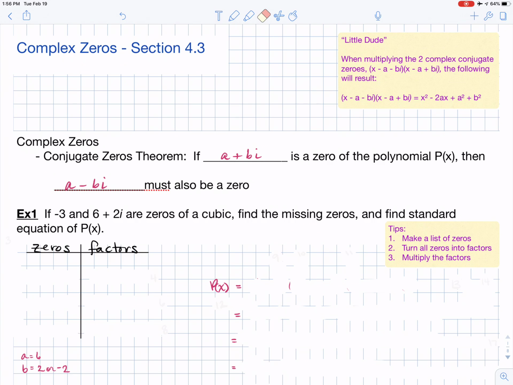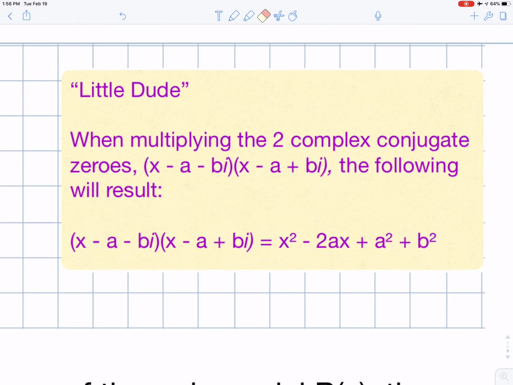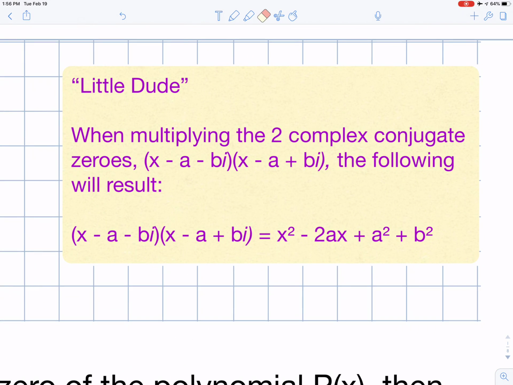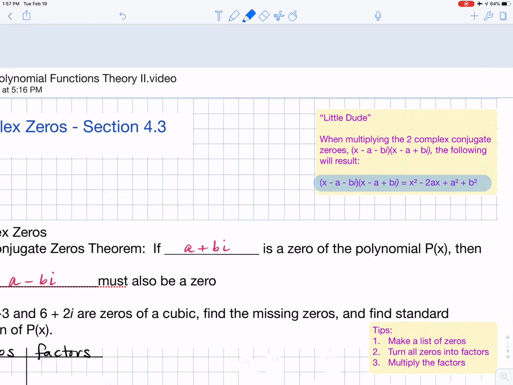Notice that I've got this little yellow tab up here talking about multiplying two complex conjugate zeros together. I have formulated this equation here. You are not required to memorize this equation. However, if you do, it will make your life a whole lot easier. And I'll teach you how to use that. I do refer to this equation as the little dude equation.